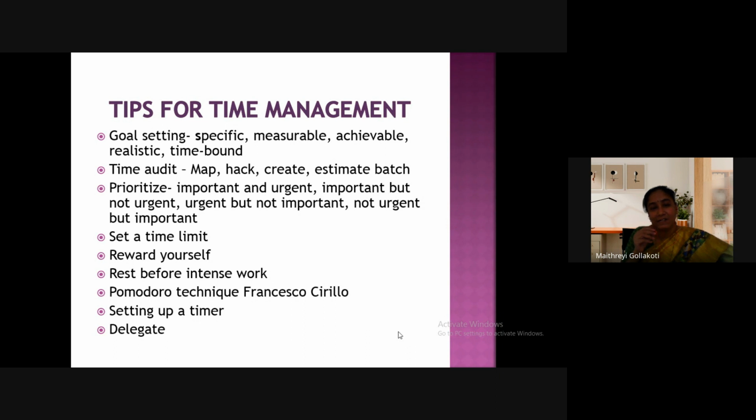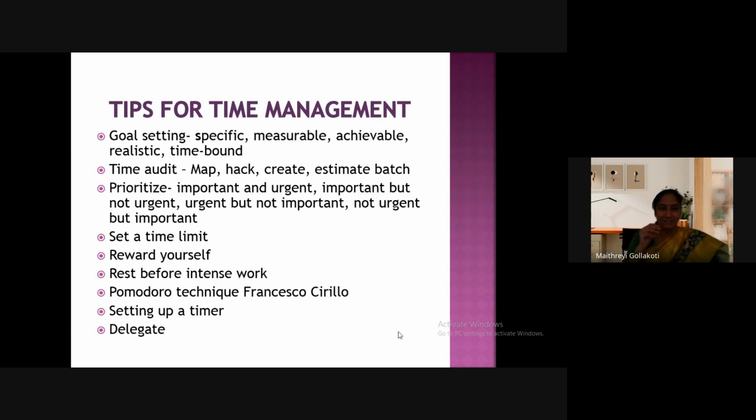Okay. Next, delegate. Whatever is not so urgent, whatever doesn't need your individual attention, you can always delegate it. If you can get it done by somebody who is trustworthy, give it to them. And similarly, you also help them when they need. So it should be mutual, isn't it?